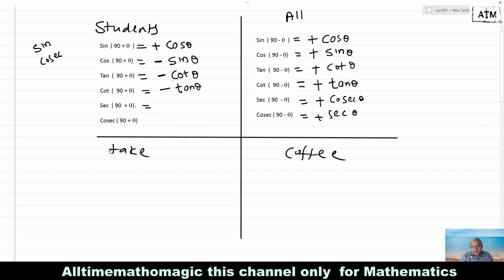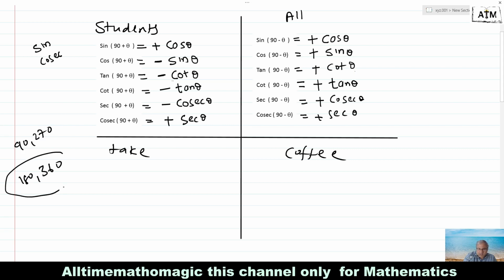After that, sec 90 plus theta. In the second quadrant sec is negative. And the angle is 90 degrees here, so it converts by allied conversion to cosec theta. And after that, cosec is positive in the second quadrant, and being 90 degrees here, it gets converted to sec theta. For 90 and 270 conversions take place. For 180 and 360 no conversion. I repeat, for 90 and 270 conversion takes place, and for 180 and 360 conversion does not take place.